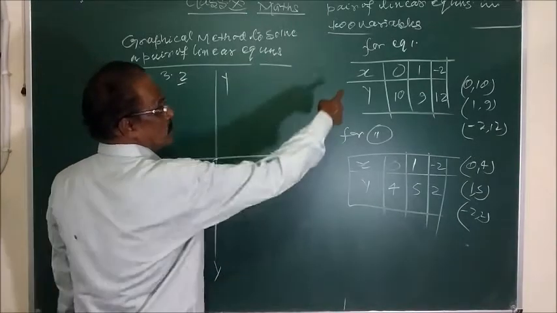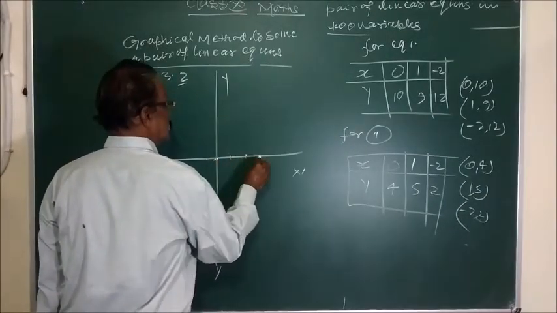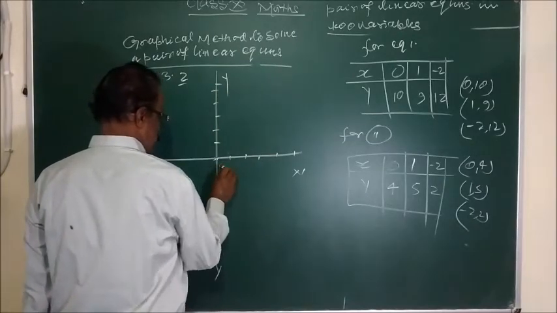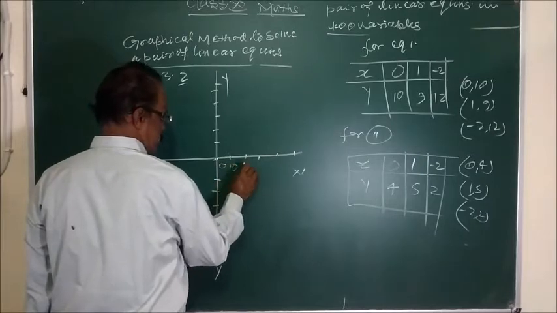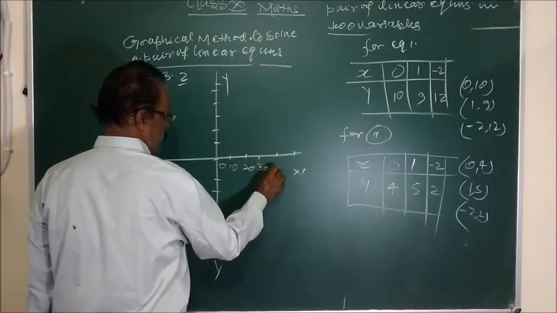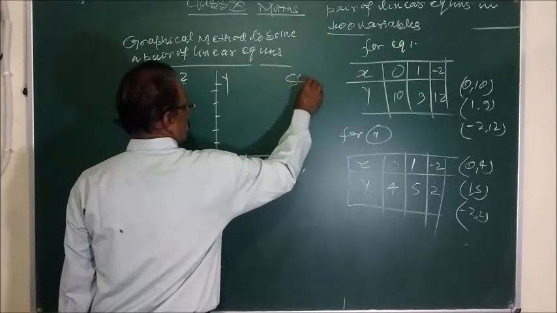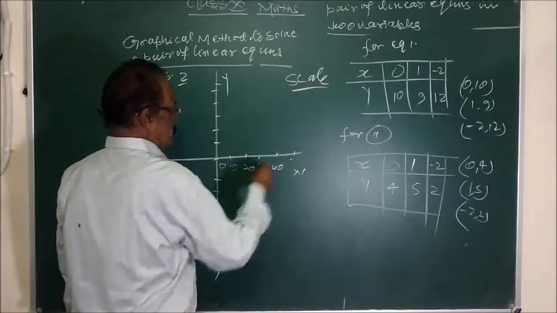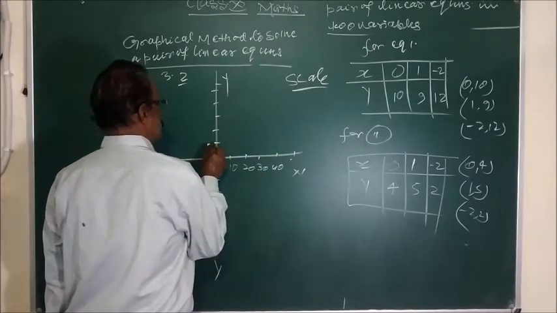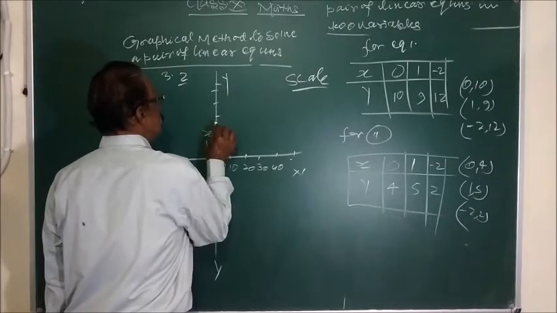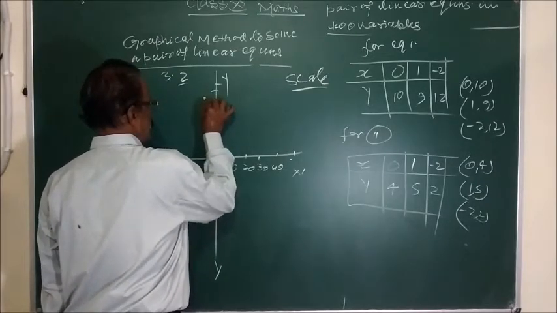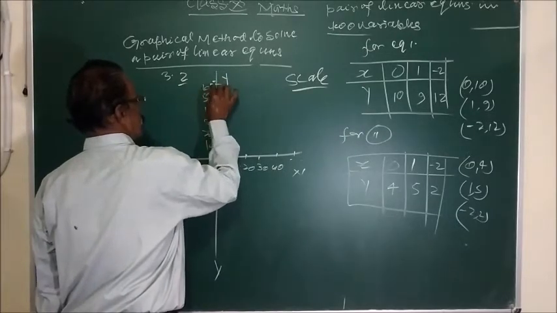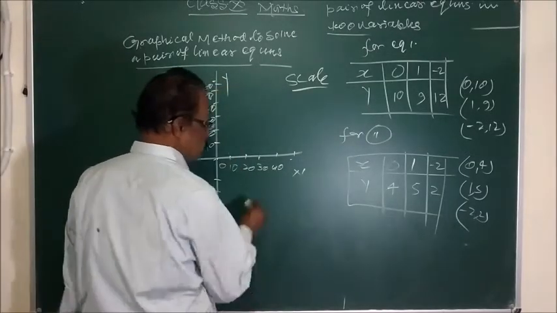Now you plot (0, 10), like this. So 0, 10, 20, 30, 40, any suitable scale you can suppose here. This depends upon the question. There is no restriction on supposing the scale according to the observation.